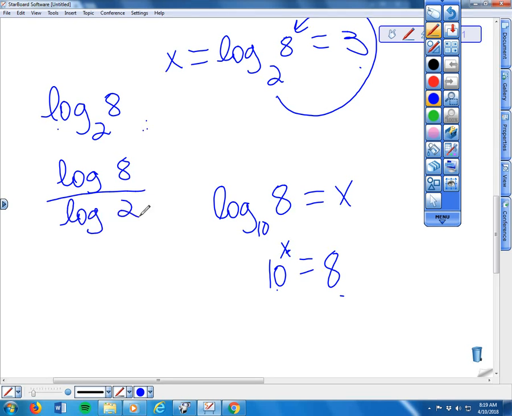If you put that in your calculator, you're going to get 3. Log base 10 of 8 divided by log base 10 of 2. 3. And we already said log base 2 of 8 was equal to 3. I just proved it with the calculator using the change of base formula. Okay, so to use the change of base formula, the numerator is always that, the denominator is the base, log base 10 of 2.